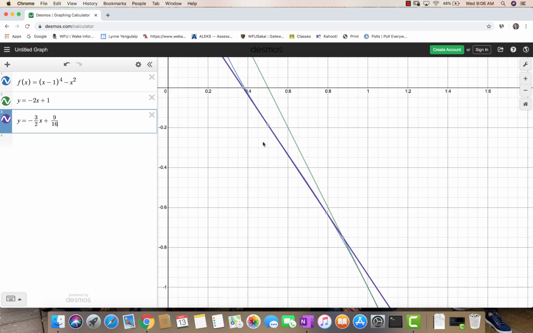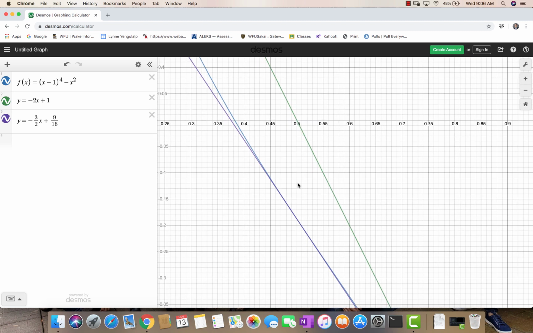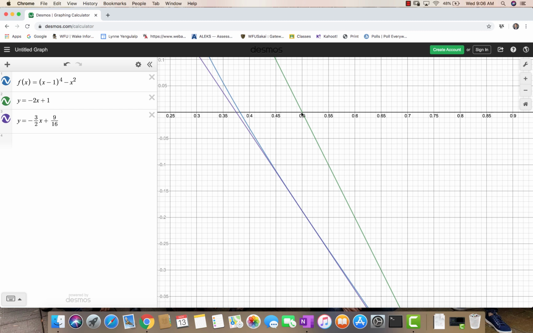Picture's already getting cluttered, but let's try and follow this. My improved root was 1/2. And what we did was we computed the linearization at that new x value. That's the purple line here. It's hard to see, but the purple line is tangent to the blue function right at x equals 1/2. So what's it doing?